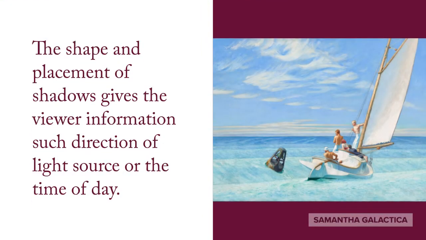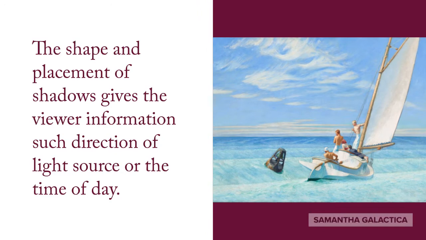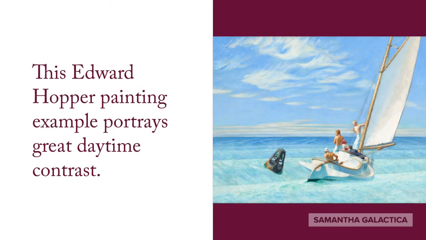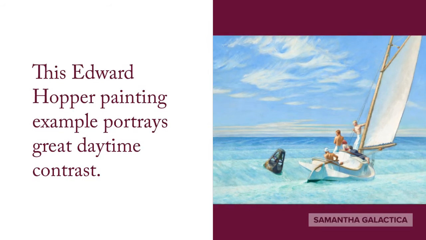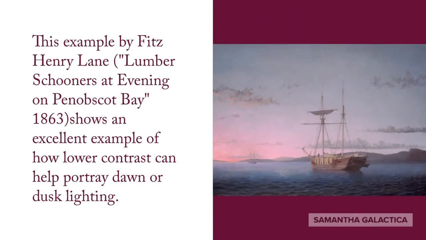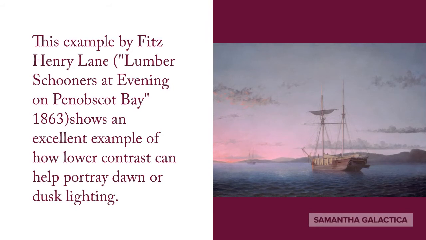The shape and placement of shadows gives the viewer information such as direction of light source or the time of day. This Edward Hopper painting example portrays great daytime contrast. This example by Fitz Henry Lane shows an excellent example of how lower contrast can help portray dawn or dusk lighting.